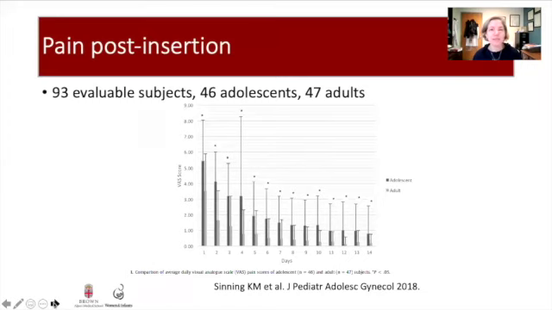It was found that previous delivery type, vaginal versus cesarean, did not affect pain scores in the adults, and whether or not the adolescent had had sexual intercourse previously also did not affect their pain scores post-insertion.